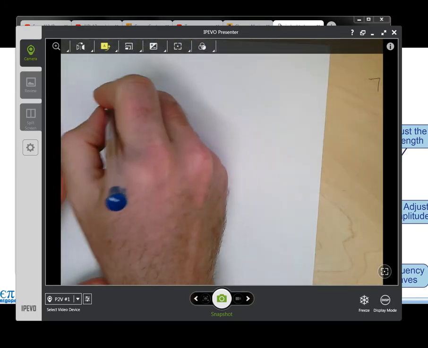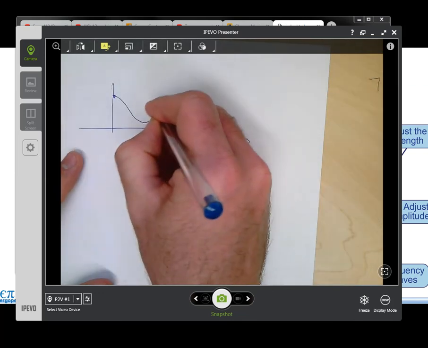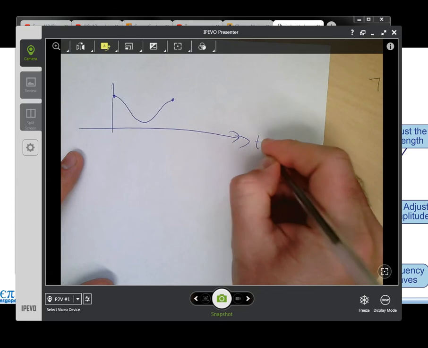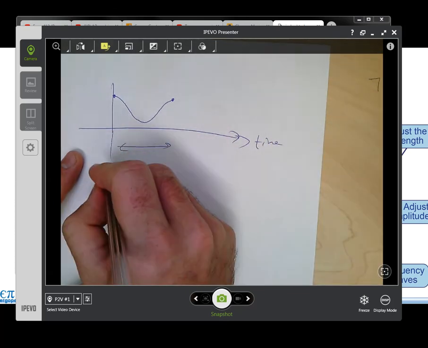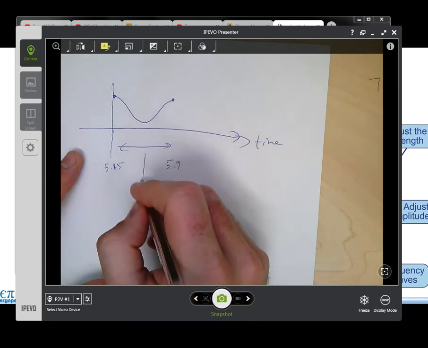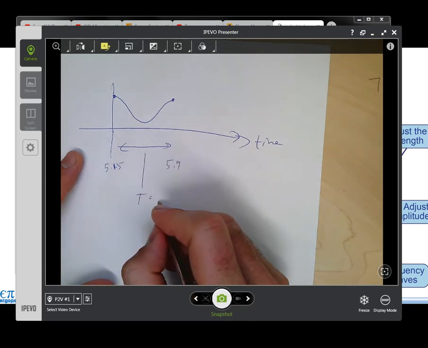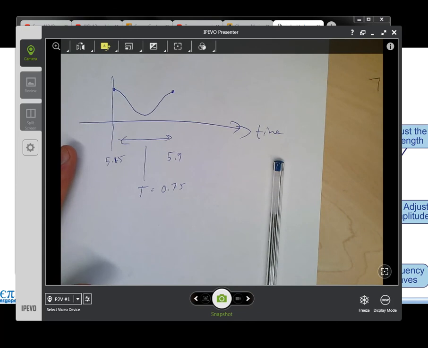So basically, if I looked at the ball in time, it looks like it goes down and then goes back up, and in time, it looked like it took between 5.15 up to 5.9. So the difference, the period, is going to be, what is that? 5.7. I'm sorry, it's going to be 0.75, right? Because if I added 75 to 15, I get 90. Yeah, so that works. Okay, good.